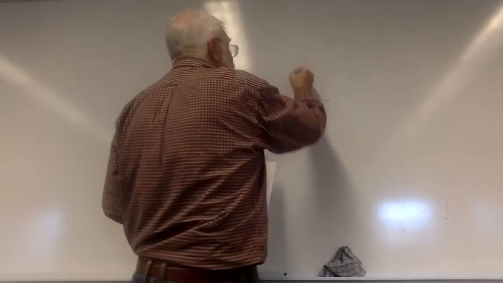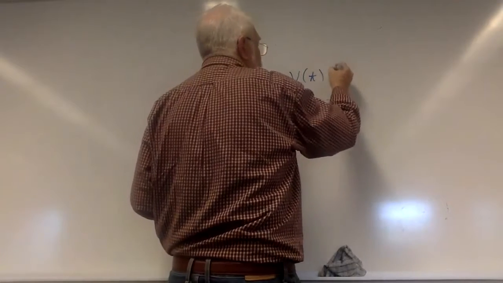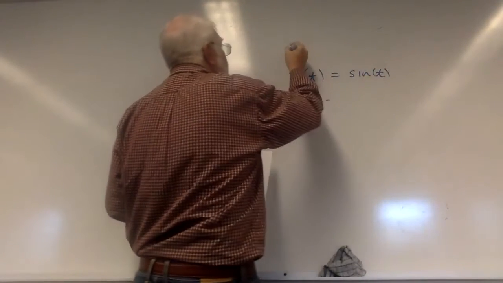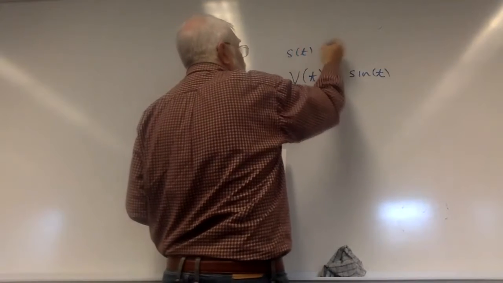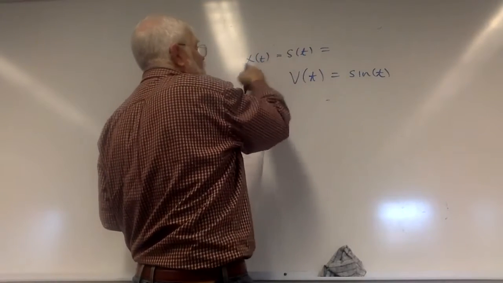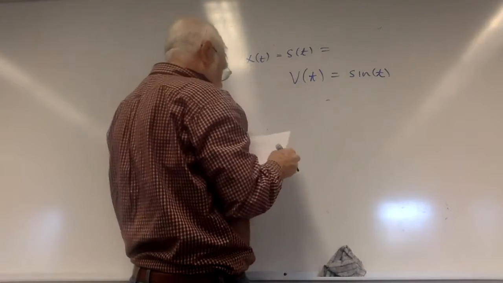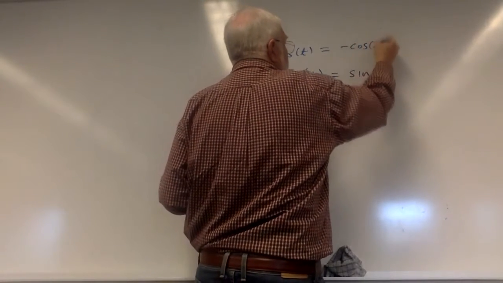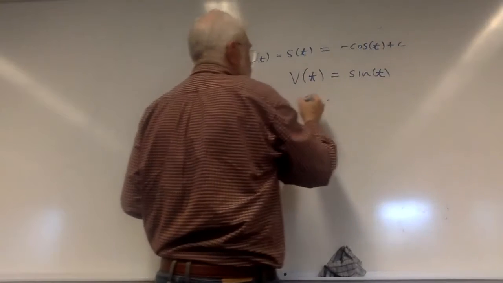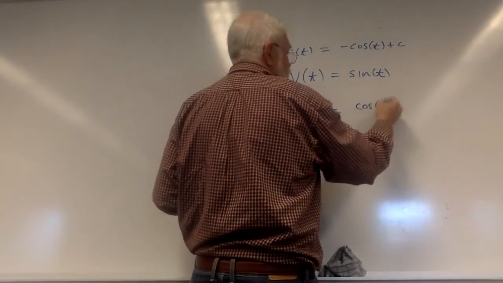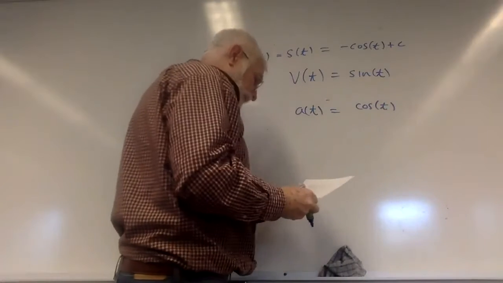All right. D of t equals the sine function, which means that s of t, which is used as position in physics, is x of t. You want to become familiar with those notations. So the sine function came from minus cosine t plus c, and acceleration is the derivative of sine, which is cosine t. All right, so we got that done.